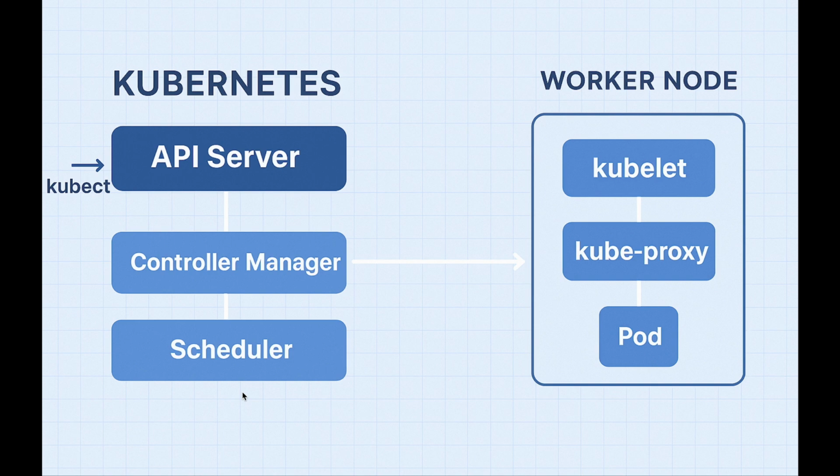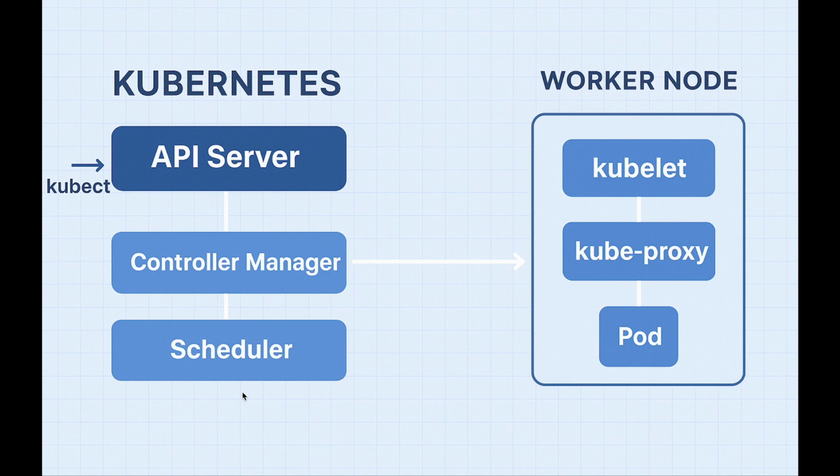The next component we are going to discuss is the scheduler. Basically the scheduler decides where each pod should run. It checks resource availability, taints, tolerations, node affinity, etc. These are all terms, and if you are not aware of them, we are going to discuss them in the upcoming videos of this series also.